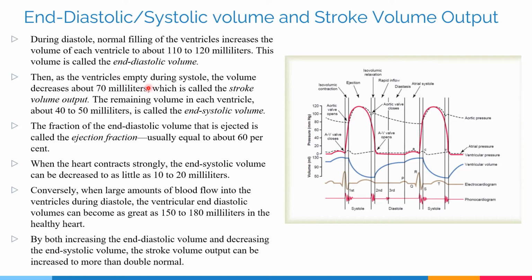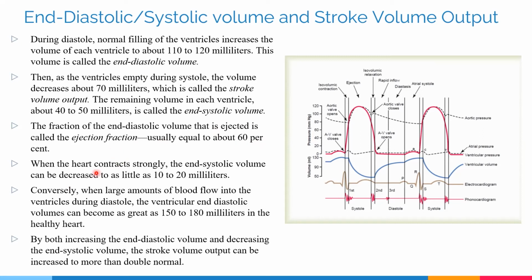As the ventricles empty during systole, the volume decreases by 70 milliliters. And this emptied volume, or the amount of blood that is pumped out, is known as the stroke volume output. The remaining volume in each ventricle is about 40 to 50 milliliters. This blood was not pumped out and remains in the ventricle even after systole, and is known as the end systolic volume. The fraction of end diastolic volume that is ejected is known as the ejection fraction. So the ratio of the amount of blood that was ejected to the end diastolic volume is known as the ejection fraction, and is usually about 60%.